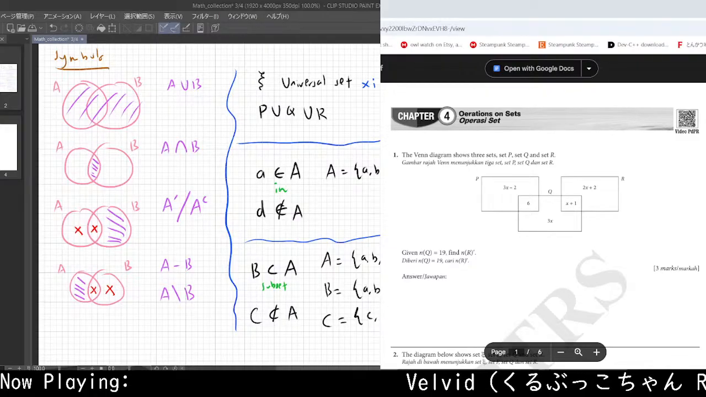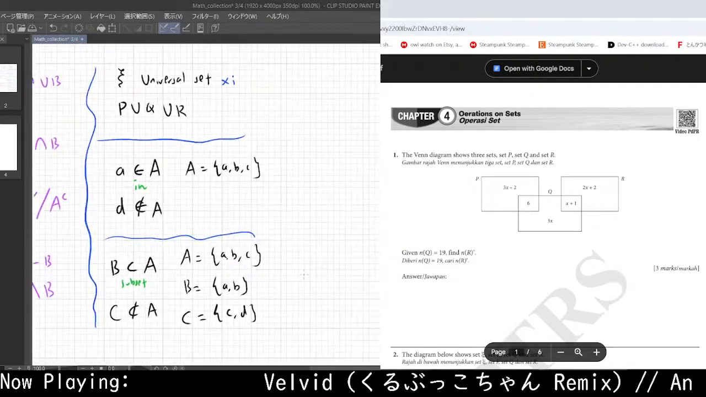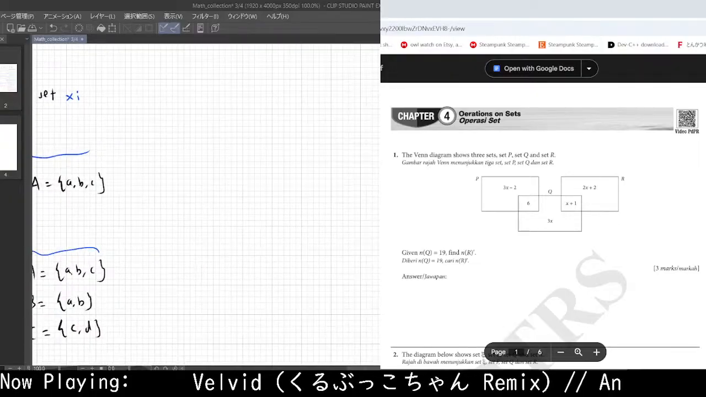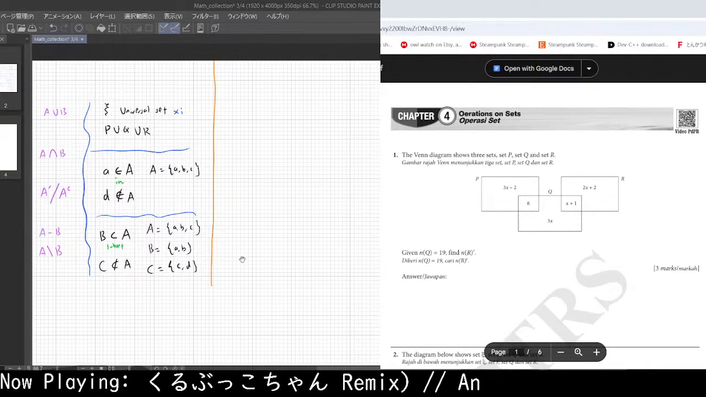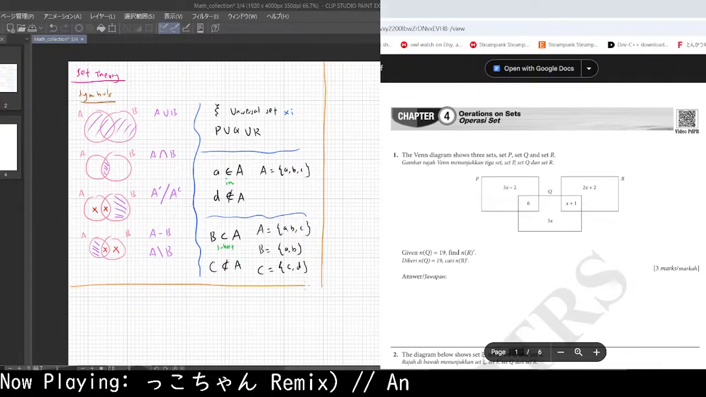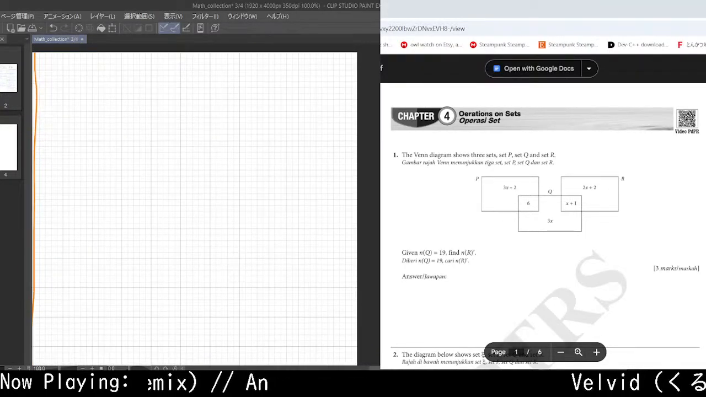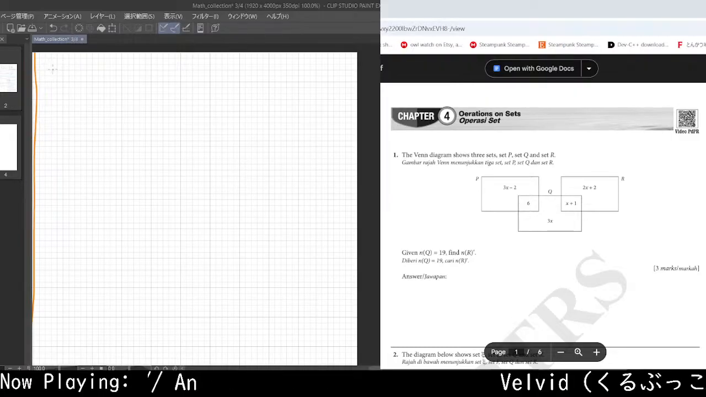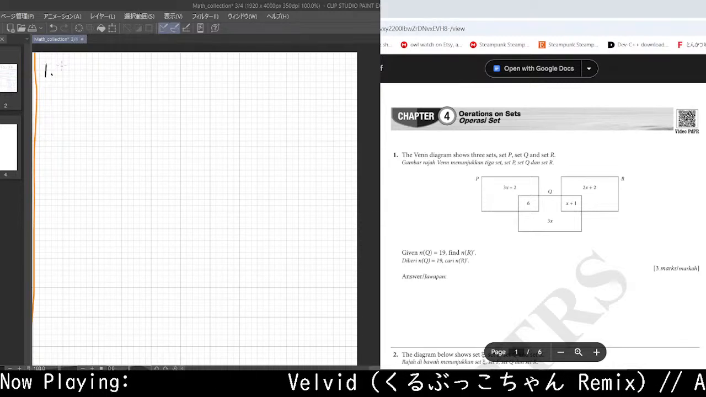Okay. So let's try to go through the questions. Anything we can continue from, anything needed, we can continue from there. Okay. So Q1 over here says that the Venn diagram contains three sets P, Q, R. Given n(Q) equals 19, find n(R prime).